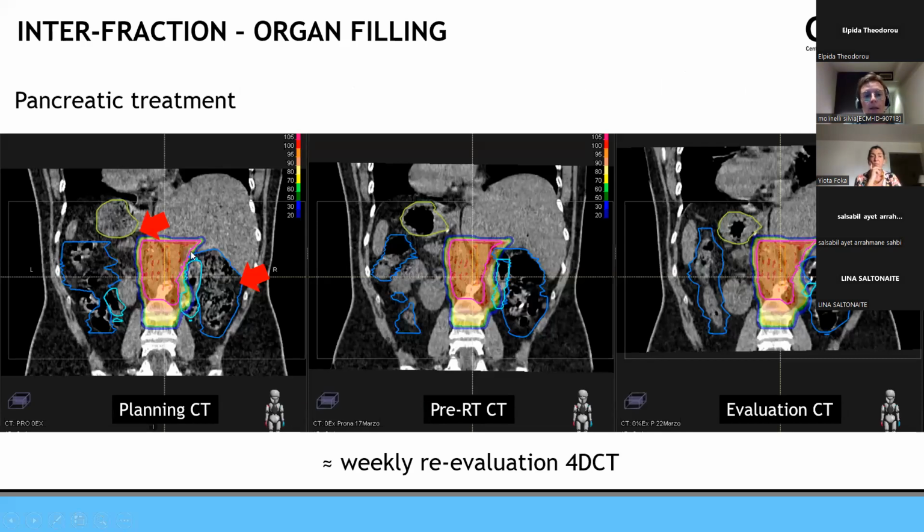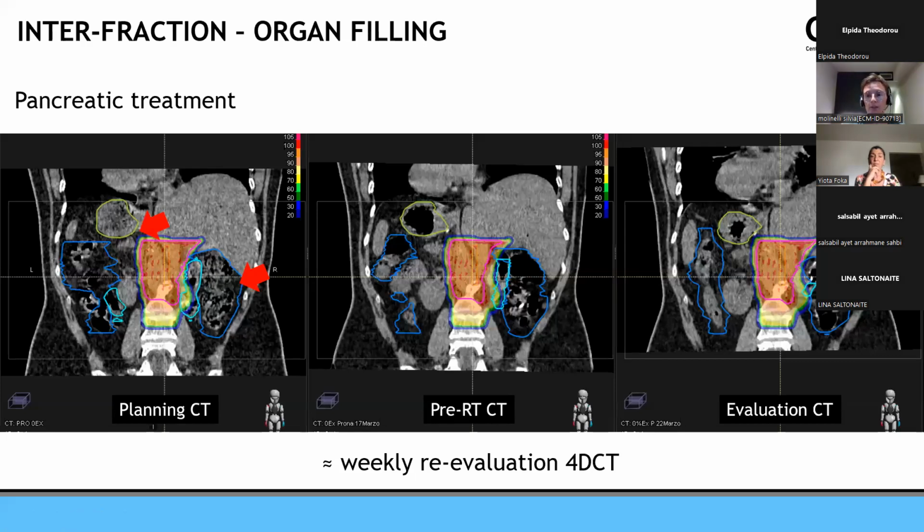So here is one of our pancreas tumors, and this is the planning CT. And here is a pre-radiation therapy evaluation CT. And you see that you have a variation in the stomach and a significant variation of air filling in the bowel. Here is another evaluation CT, and the air filling is again different.